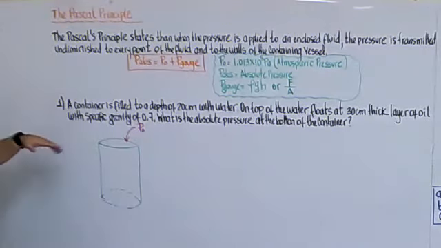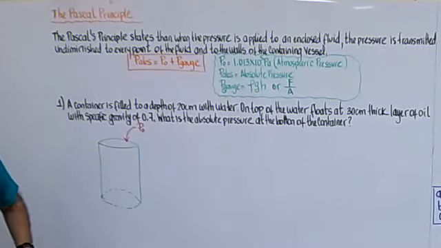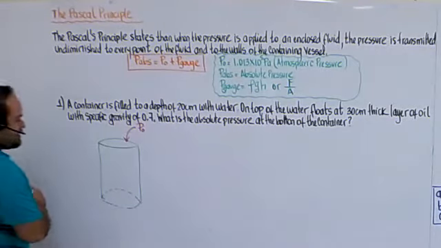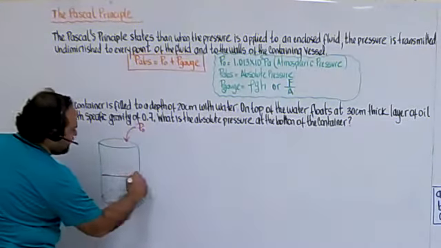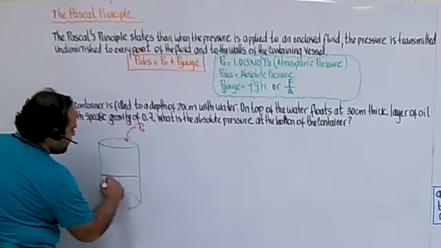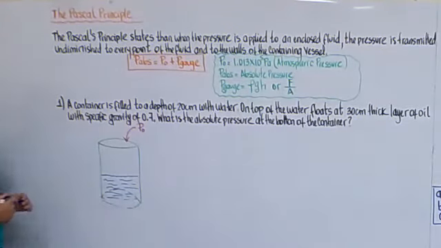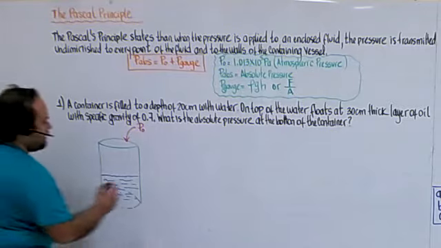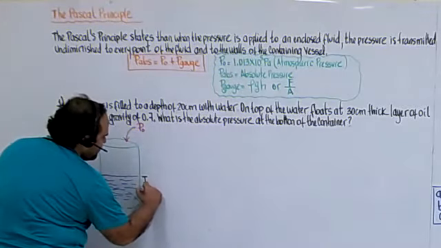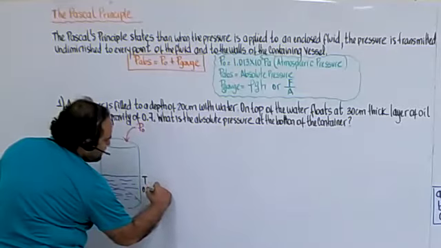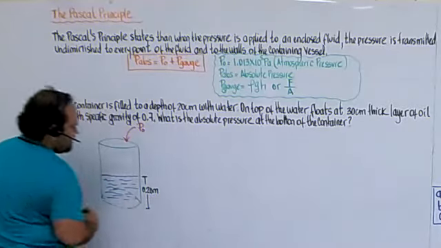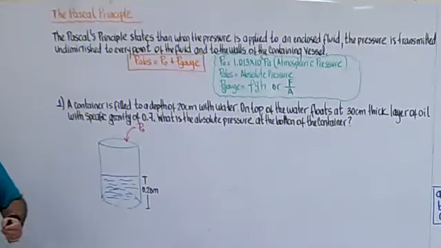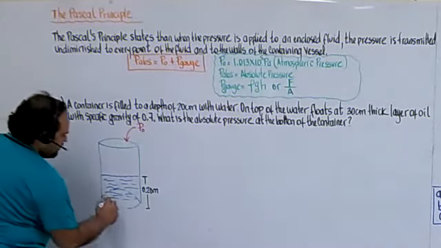The problem mentions the container is filled to a depth of 20 centimeters with water, right? We're going to say this is going to be the water, the blue one, the liquid. This is going to be the water. And this depth will be 20 centimeters, or if you wish, 0.20 meters, okay? In this situation, we include water.